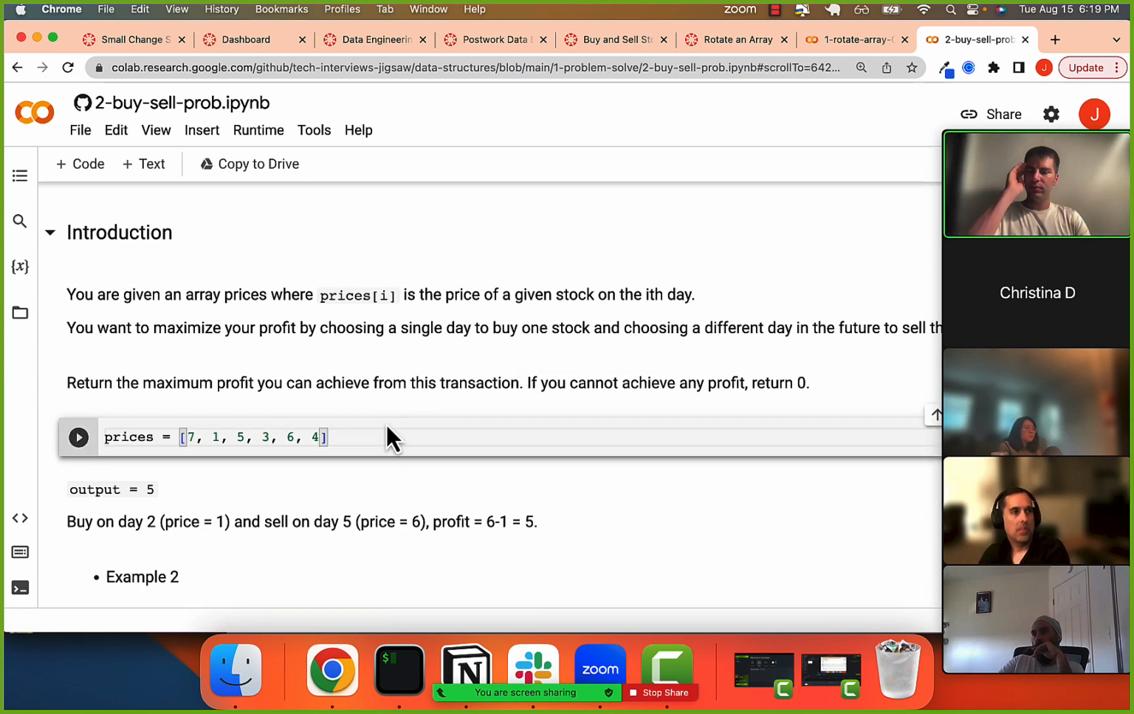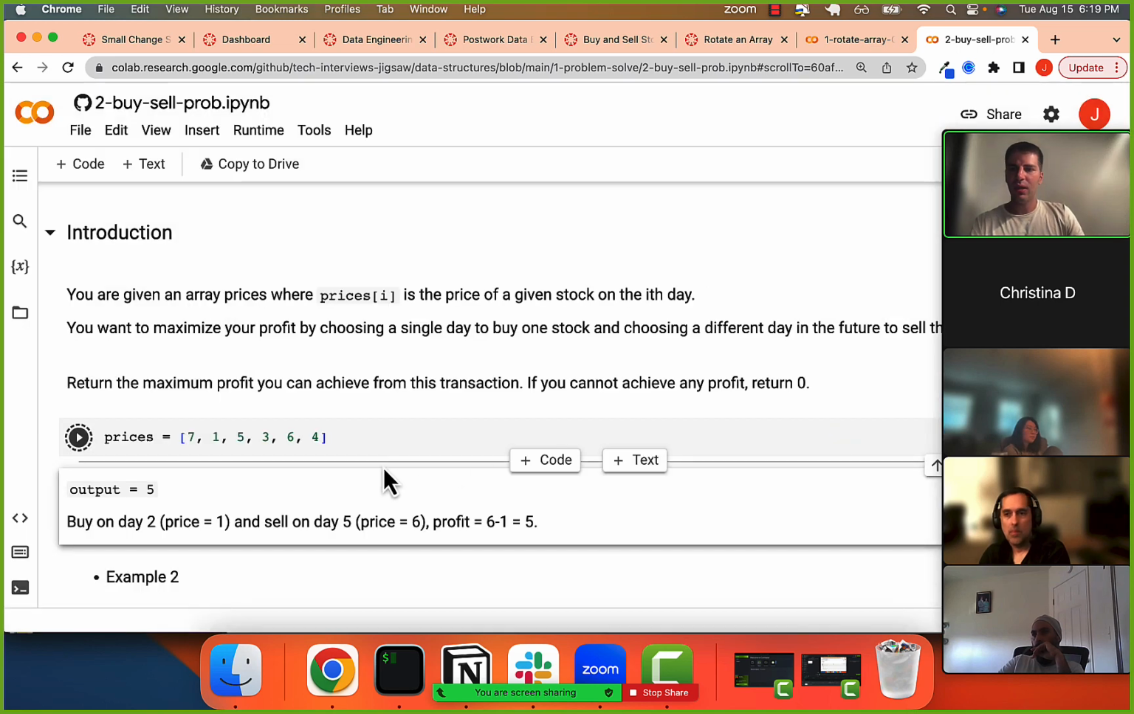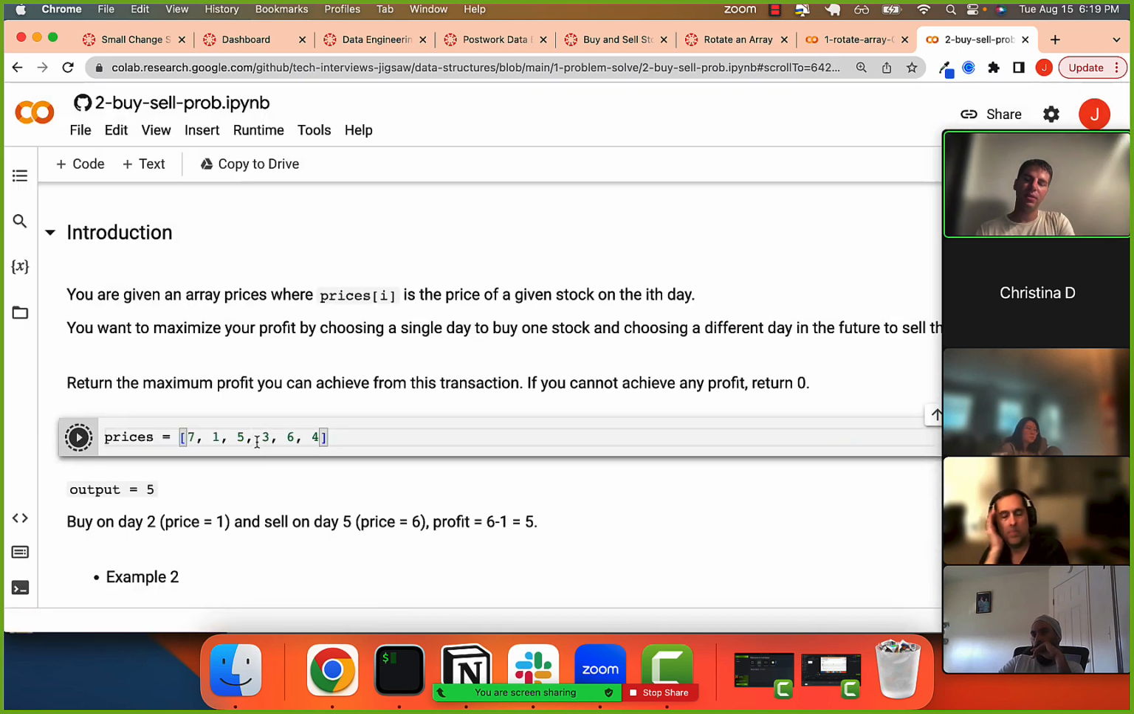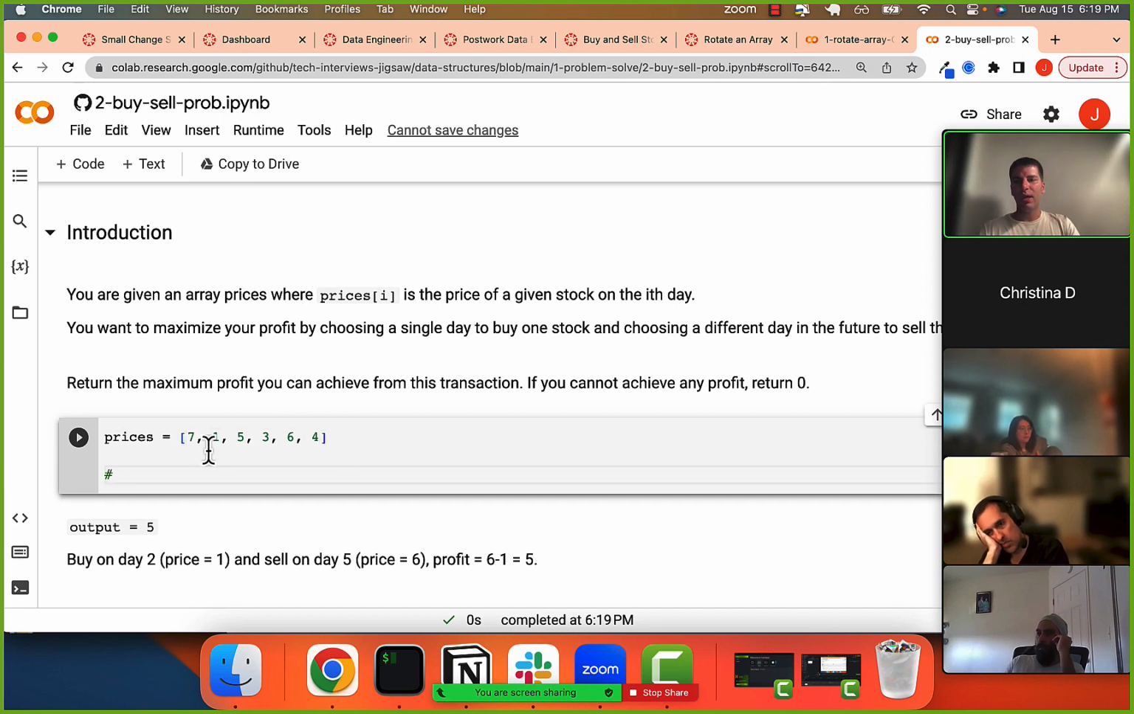Okay. So, right, we all know this problem. It's basically like we have these different prices. This is like Apple stock each day. And we want to know, okay, if we buy, what is the maximum amount of profit we can make? So we want to, as we know, buy low and sell high.